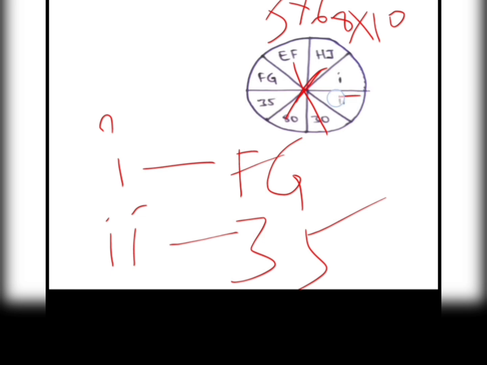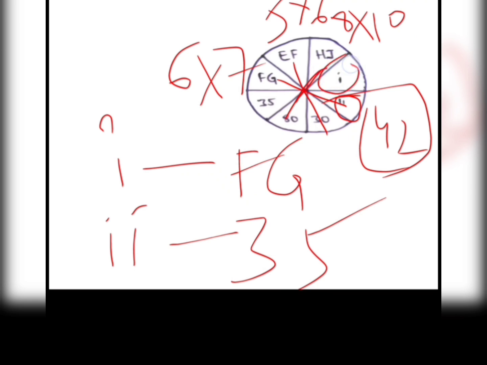Similarly, can we find number 2? F. What is the number of F? 6. What is the number of G? 7. 6 into 7? 42. So, number 2 will be 42.